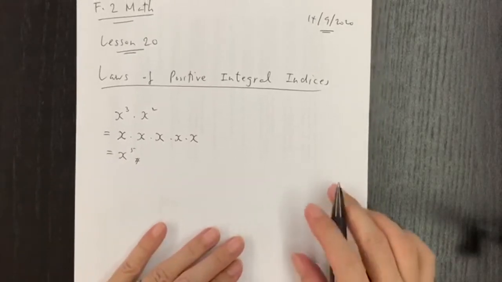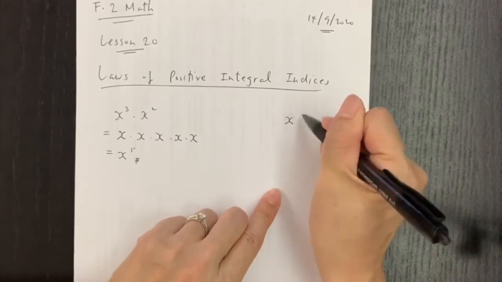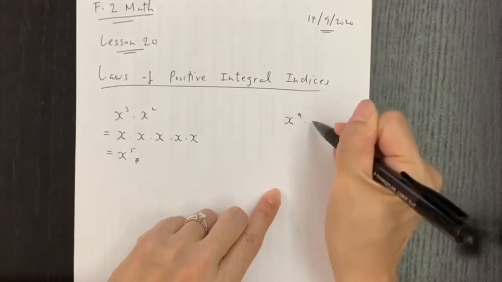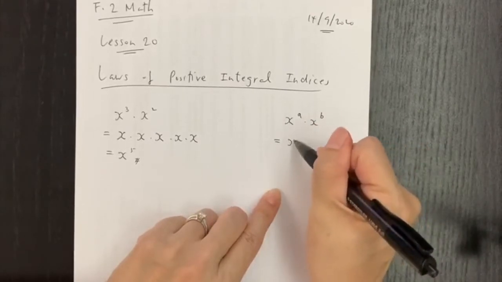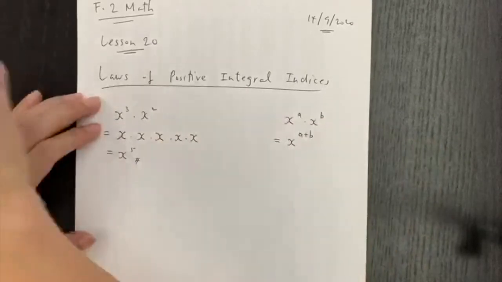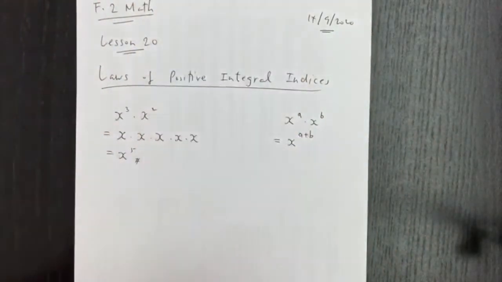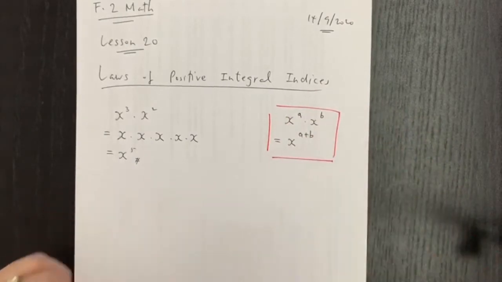So therefore we can make our first law, which is the conclusion. If we have x to the power a times x to the power b, it will be x to the power a plus b. So this is the first law of index we have. Okay, this is important.